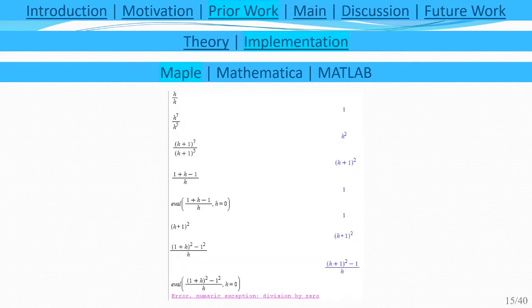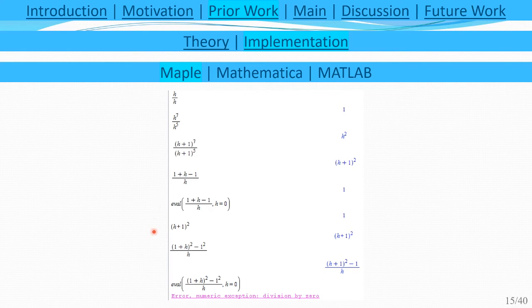A handful of examples demonstrate Maple's strategy. Maple will automatically remove or combine like terms. The like terms in h/h will be removed, yielding 1. Similar for h^7/h^5, as well as (h + 1)^7/(h + 1)^5. The like terms in 1 + h - 1 are removed, yielding h, then h/h to 1. So, evaluating at 0 just evaluates 1 at 0, which yields 1.